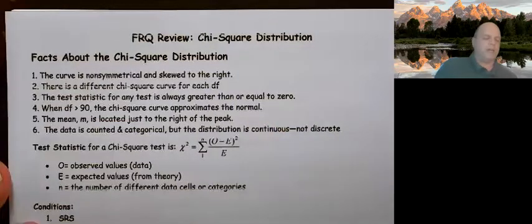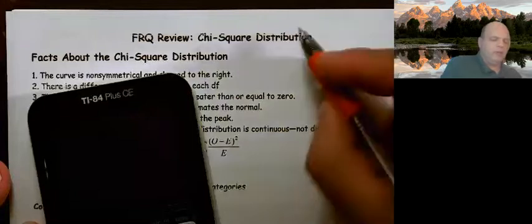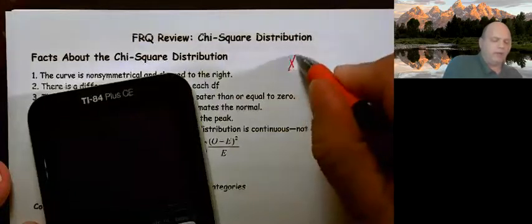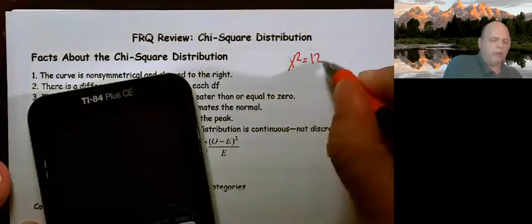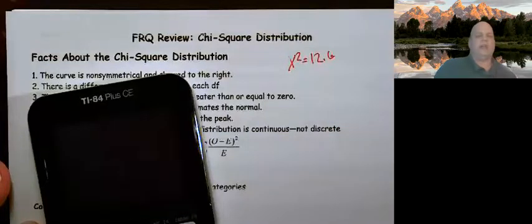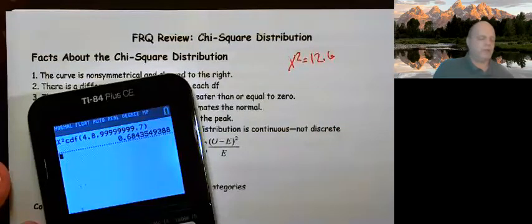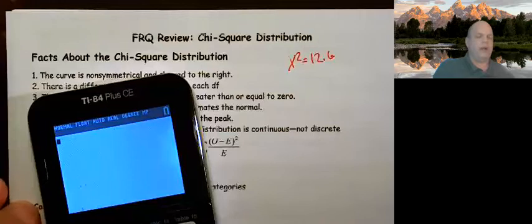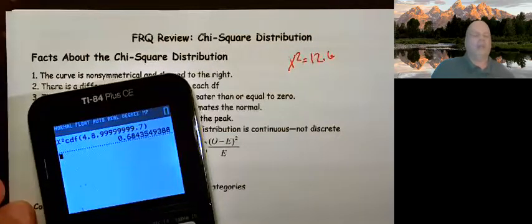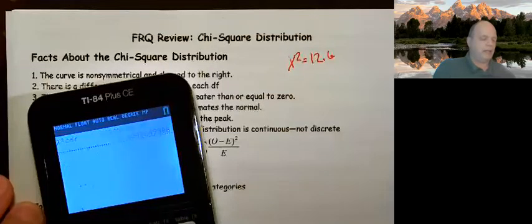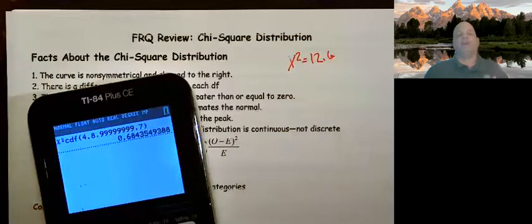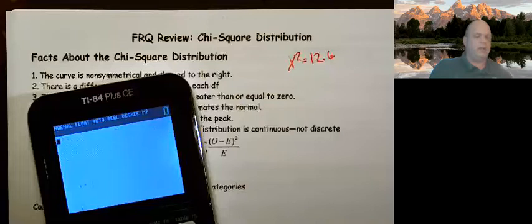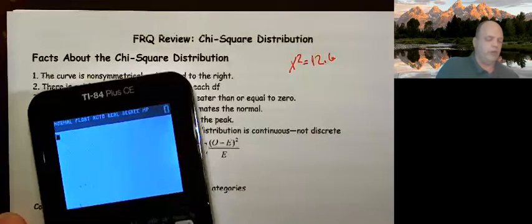One thing I want to remind you is if they give you a chi-squared value, and let's just say they give you a chi-squared of 12.6, and either they give you the degrees of freedom, or they tell you how to calculate the degrees of freedom, or give the information so that you can do it, you can calculate the p-value. So here's what you need to know.